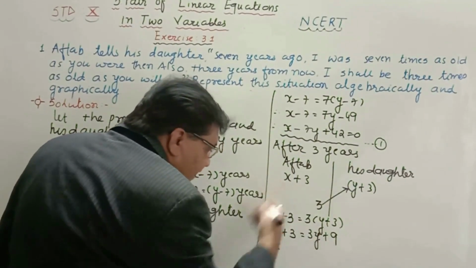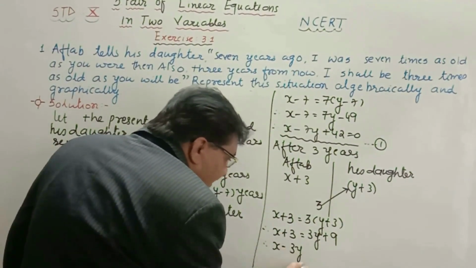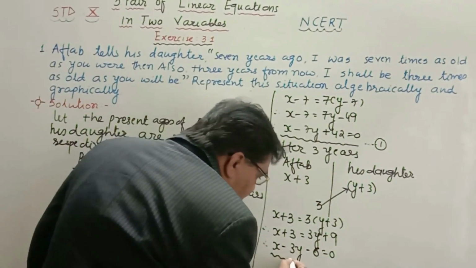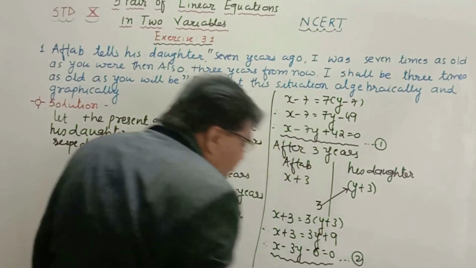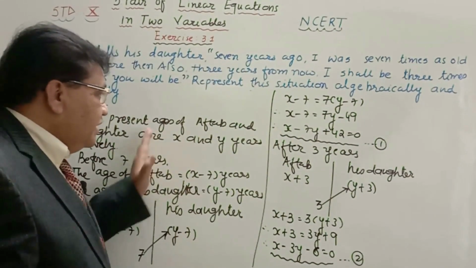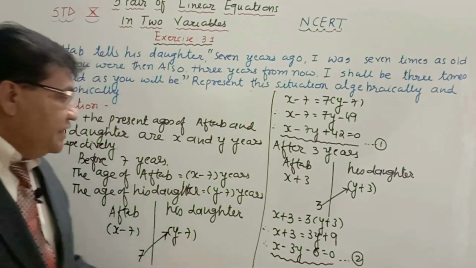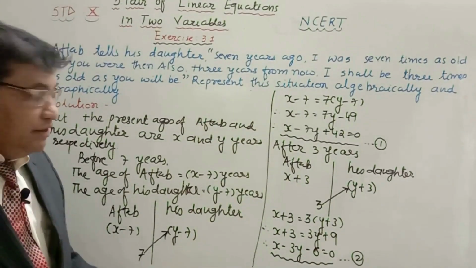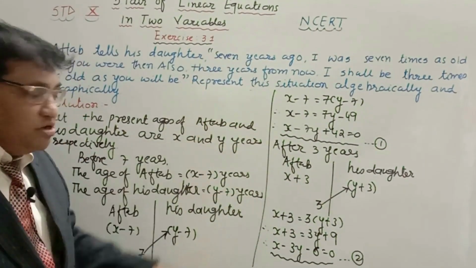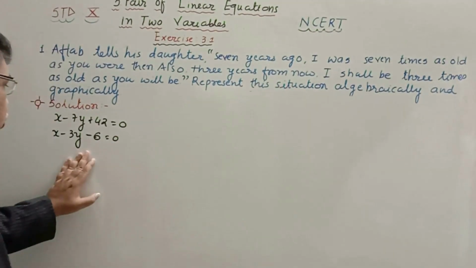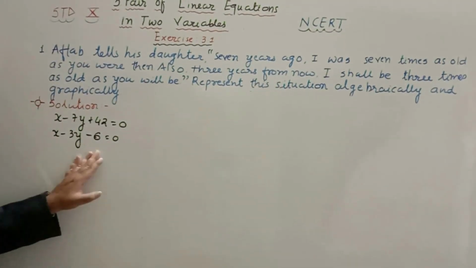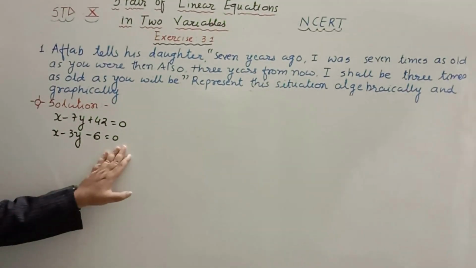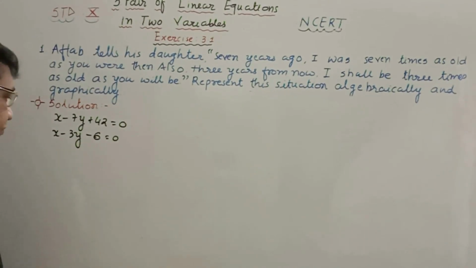Therefore, 3y we take on the left side, x minus 3y, 9 we take on the left side, 3 minus 9 is minus 6, equals 0. Here we have 2 equations. So this is the presentation of this problem algebraically. Now we draw a graph of this situation. Our 2 equations are x minus 7y plus 42 equals 0 and x minus 3y minus 6 equals 0. Now we draw a graph.